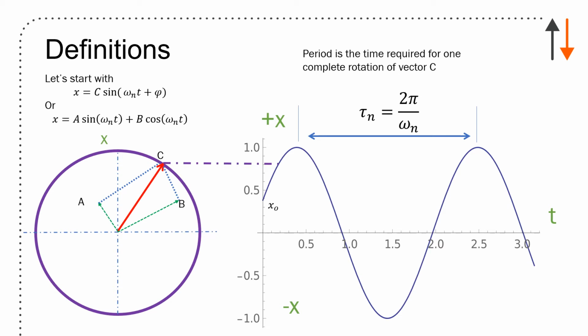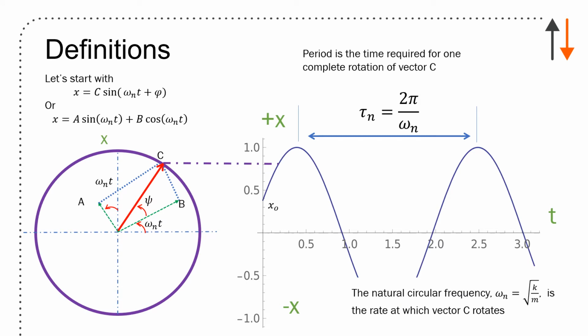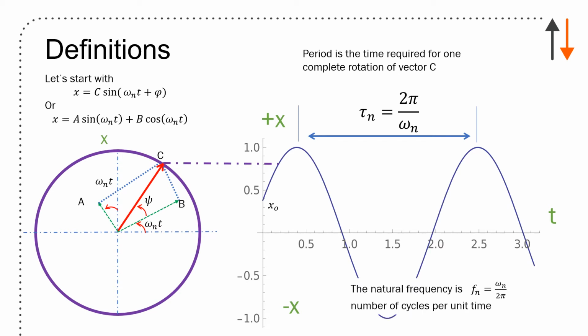And its definition, and it's important to understand, these are the standard fundamental definitions. Tau equals 2 pi over omega_n. They are offset with respect to C by omega_n t, and this psi is described here. The natural circular frequency, which is one of the terms that you really have to be familiar with, omega_n, is equal to the square root of k over m. And it's the rate at which the vector C rotates. Finally, the natural frequency is the number of cycles per unit time.